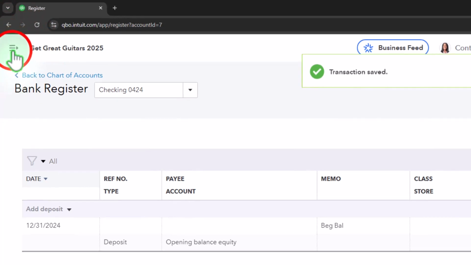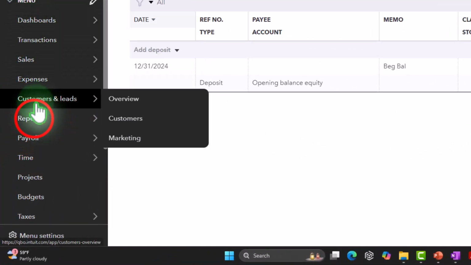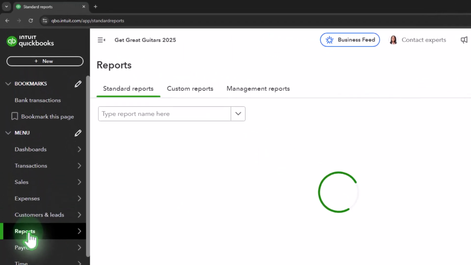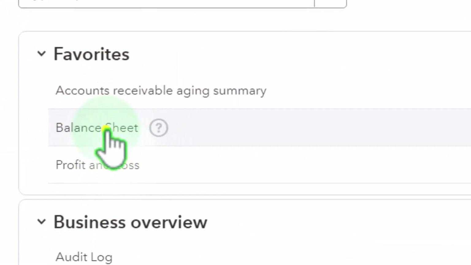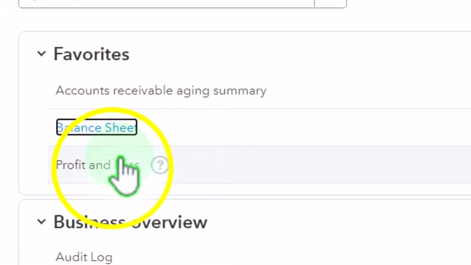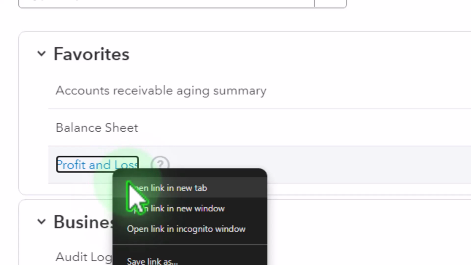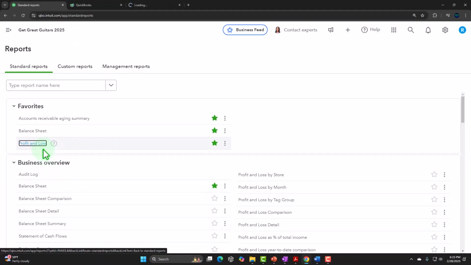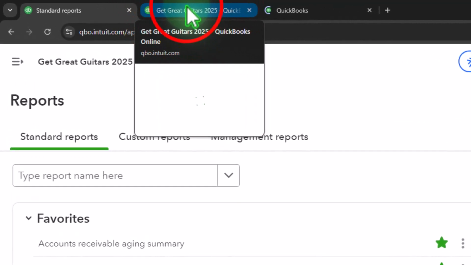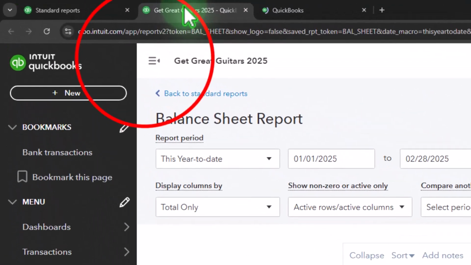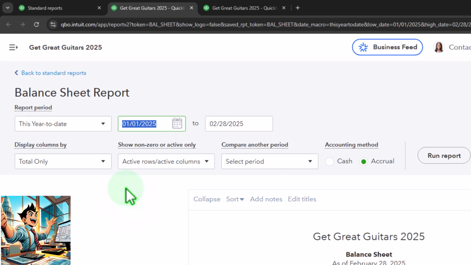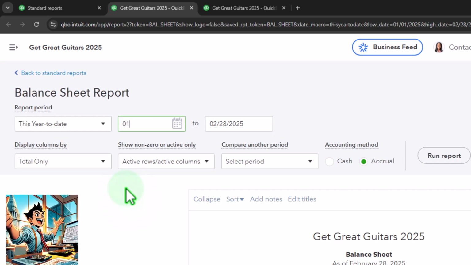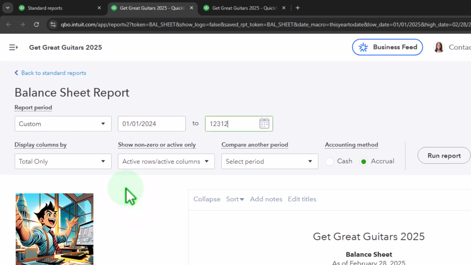So I'm going to open up the hamburger and go down to the reports. And let's close up the hamburger. And then we'll right-click on the balance sheet to open a link in a new tab. Right-click the P&L to open a link in a new tab. So these are our major financials that we are constructing as we go. And then tabbing to the right, close the hamburger. I'll do it for the end of 2024. So let's say 01/01/24 to 12/31/24.